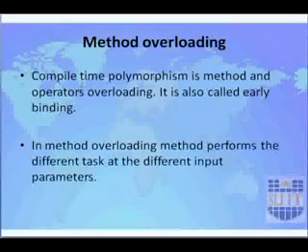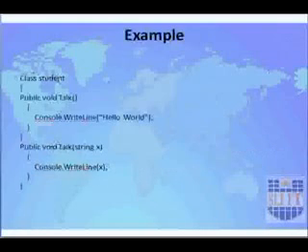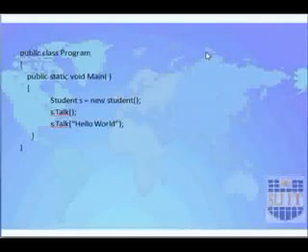Compile time polymorphism is method and operator overloading. It is also called early binding. In method overloading, several methods with the same name can be defined but distinguished by their signature. They must have different types of parameters. In the code, if you observe, the talk method is called 2 times, and the talk method will work according to the number of parameters and type of parameters.